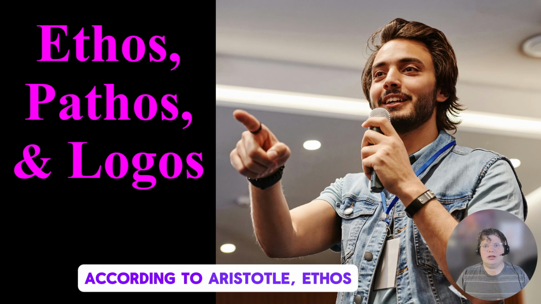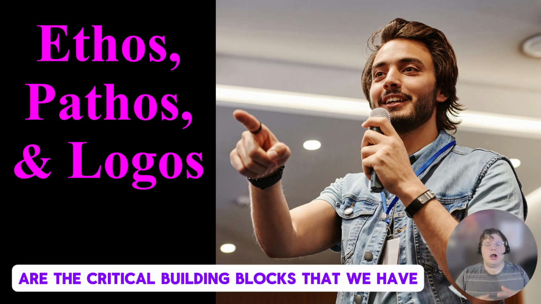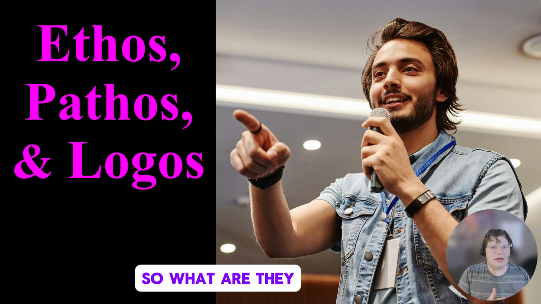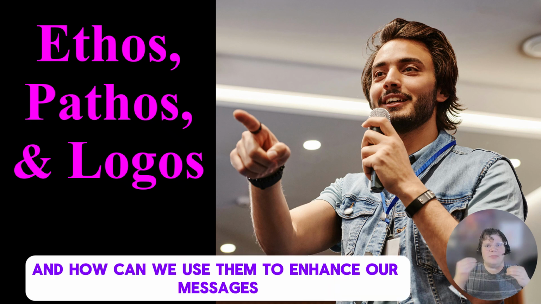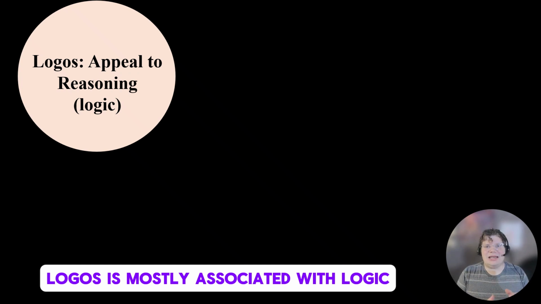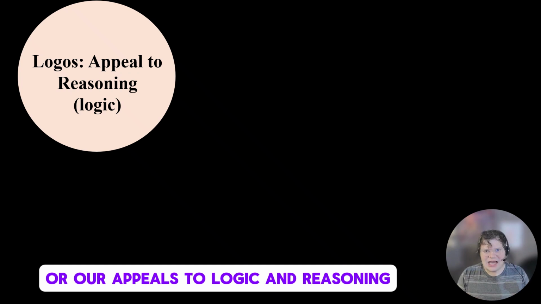According to Aristotle, ethos, pathos, and logos are the critical building blocks that we have whenever we're trying to make a persuasive message. So, what are they, and how can we use them to enhance our messages? Let's start with logos. Logos is mostly associated with logic or our appeals to logic and reasoning.